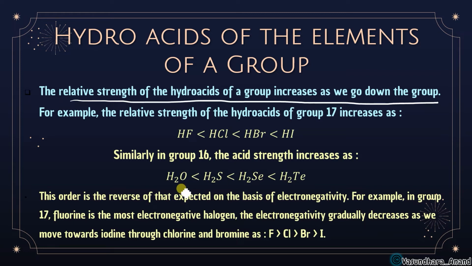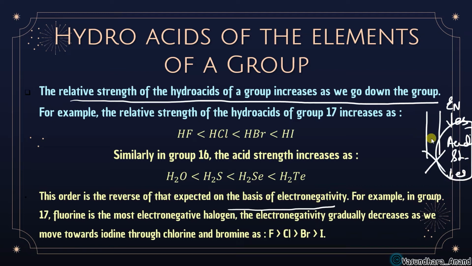That's why I'm saying in the group we are not considering the electronegativity. If you talk about a group, electronegativity decreases. Yes, electronegativity decreases, so accordingly the acidic strength should decrease, but that does not happen. Here in a group the atomic size dominates over the electronegativity. Got it? It dominates. For example, in the group fluorine is the most electronegative halogen. The electronegativity gradually decreases as we move towards iodine through chlorine and bromine, as like this. So accordingly, HF should be more acidic than HCl, than HBr, than HI.